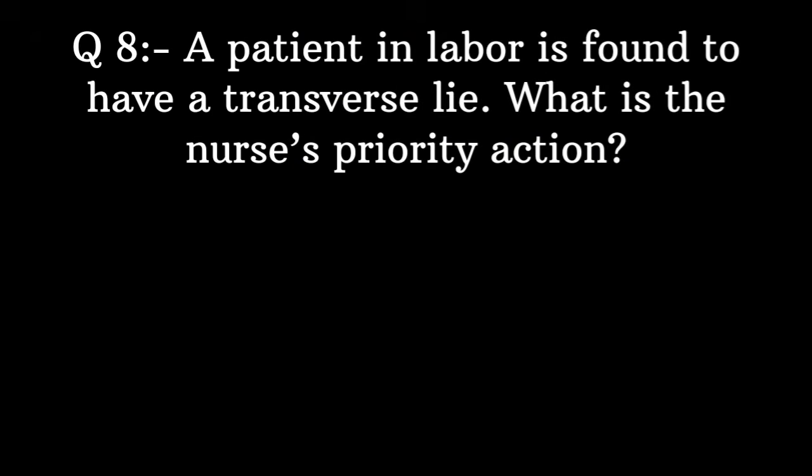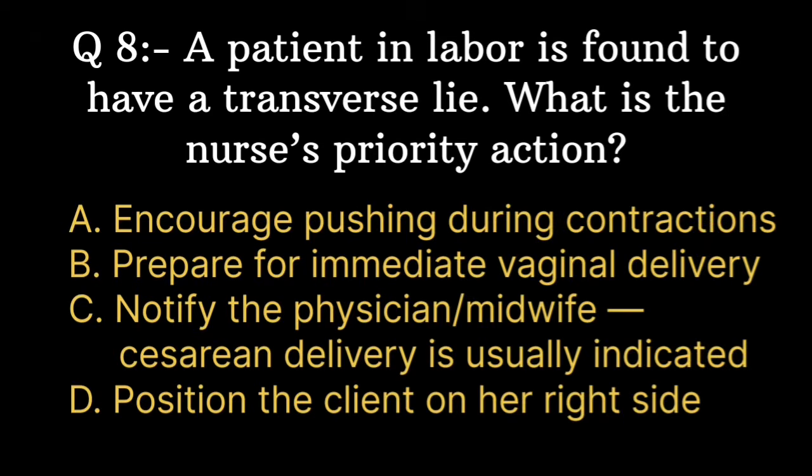Question number 8. A patient in labor is found to have a transverse lie. What is the nurse's priority action? Options: A. Encourage pushing during contractions. B. Prepare for immediate vaginal delivery. C. Notify the physician or midwife. Cesarean delivery is usually indicated. D. Position the client on her right side.